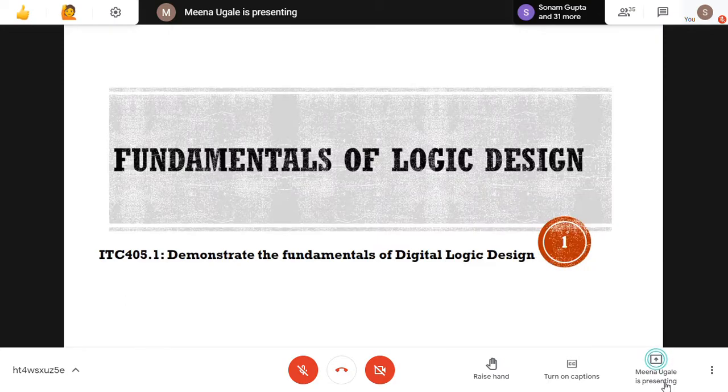Thank you. So this is our first chapter, the first module of the syllabus, Fundamentals of Logic Design. The course outcome for this chapter is to demonstrate the fundamentals of digital logic design. At the end of this chapter, what is expected from the student is that you should be able to demonstrate the fundamentals of digital logic design.